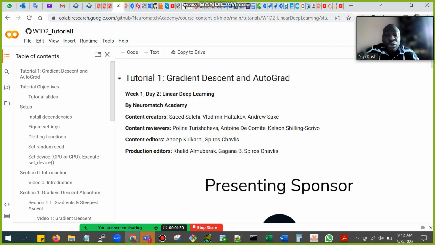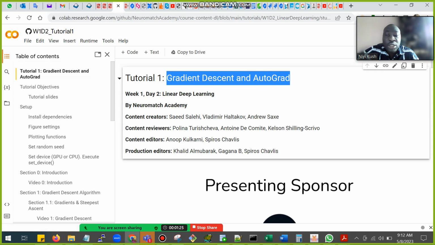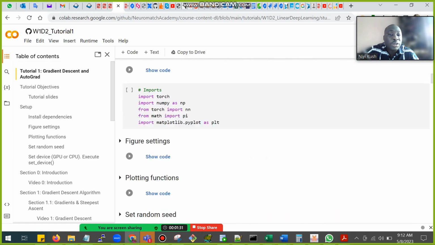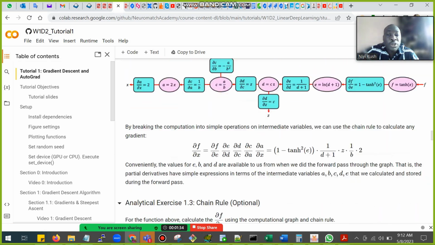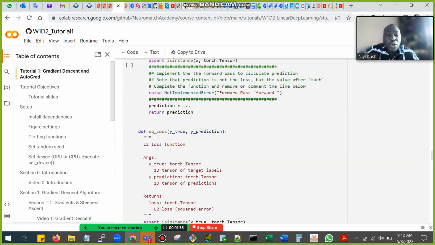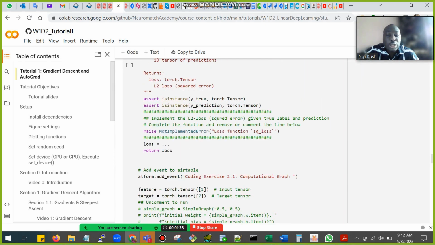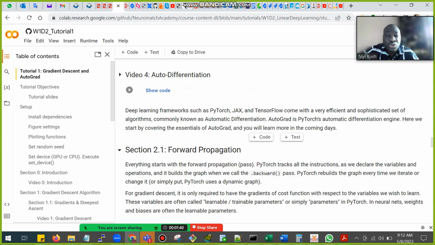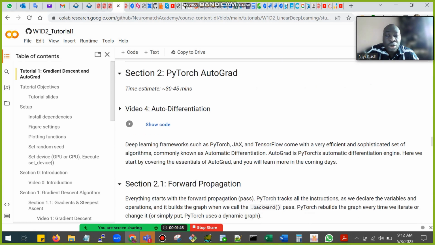Today I'll be taking us on this topic, gradient descent and Autograd, and you know that this is week 1, day 2 of our deep learning course. For the purpose of this video, we'll be having a nice time on Autograd, and that is in section 2 of this tutorial. So Autograd is actually an automatic differentiation engine in PyTorch.